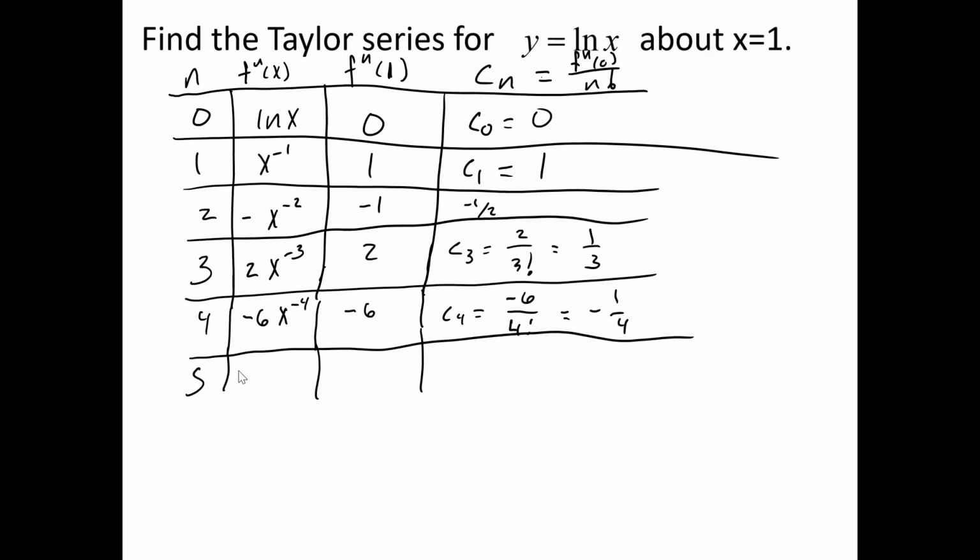You're going to get positive 24, x to the negative 5. Plug in the 1, you're going to get 24. 24 is 4 factorial. And so then C5 is 4 factorial over 5 factorial, which is 1/5. And the pattern is pretty clear there.